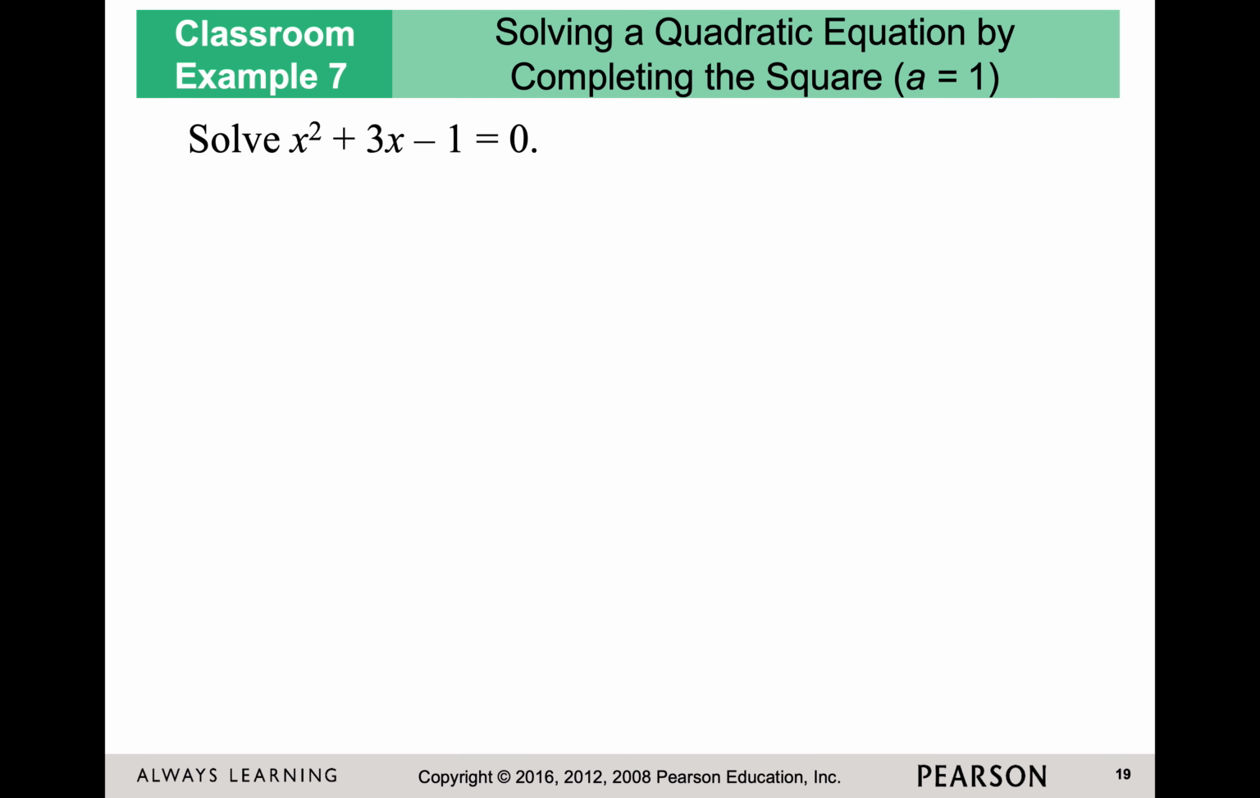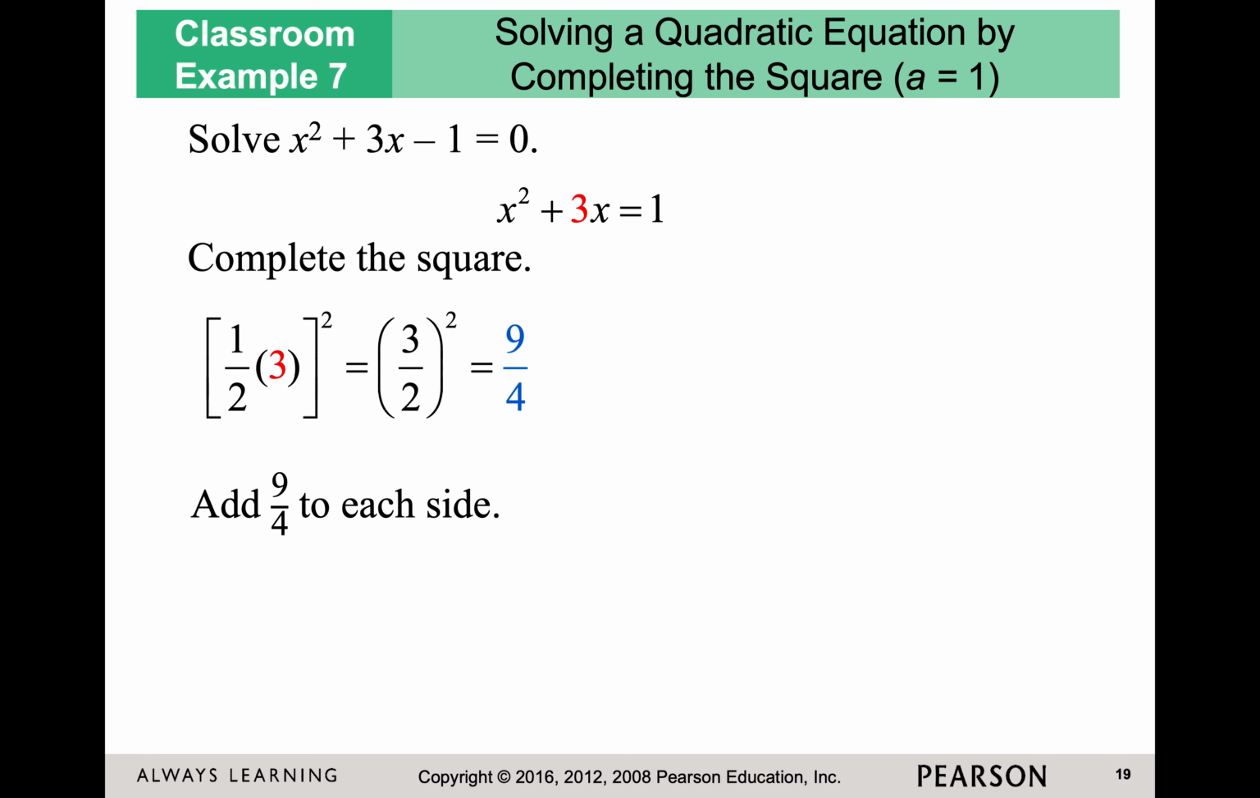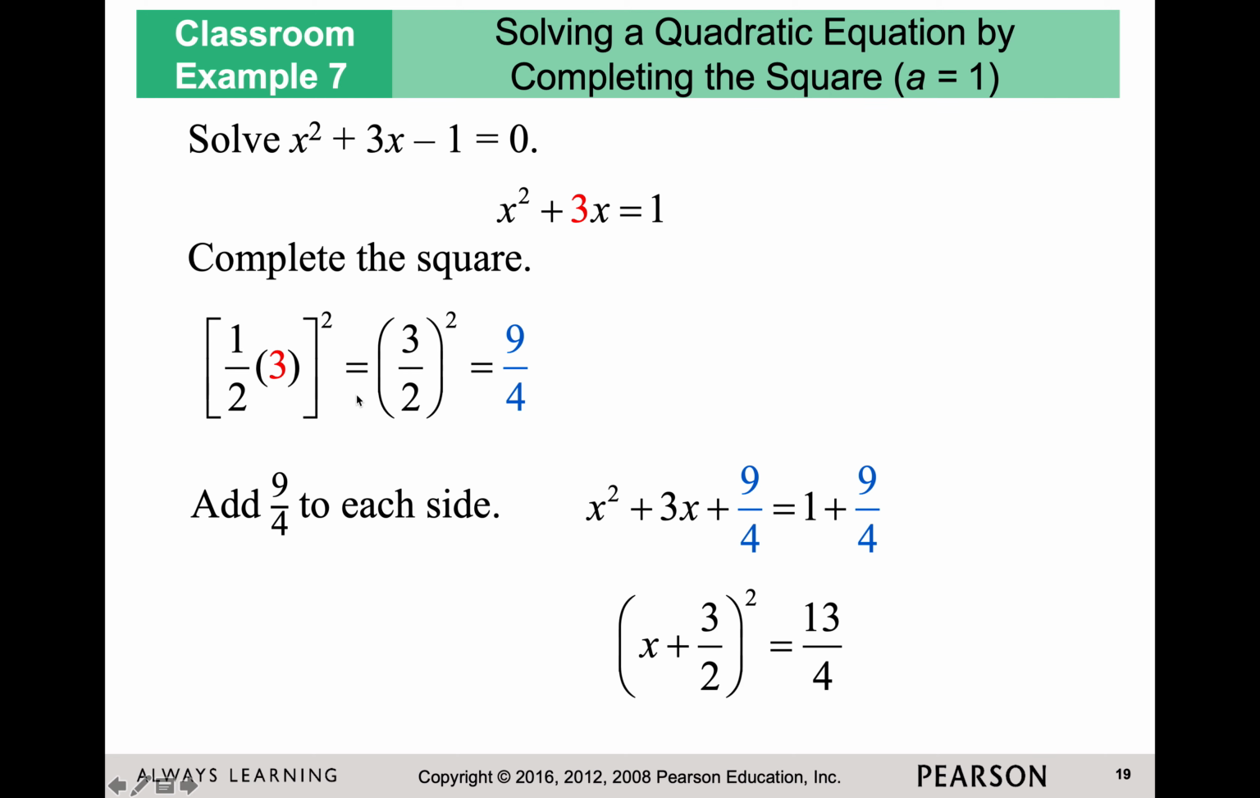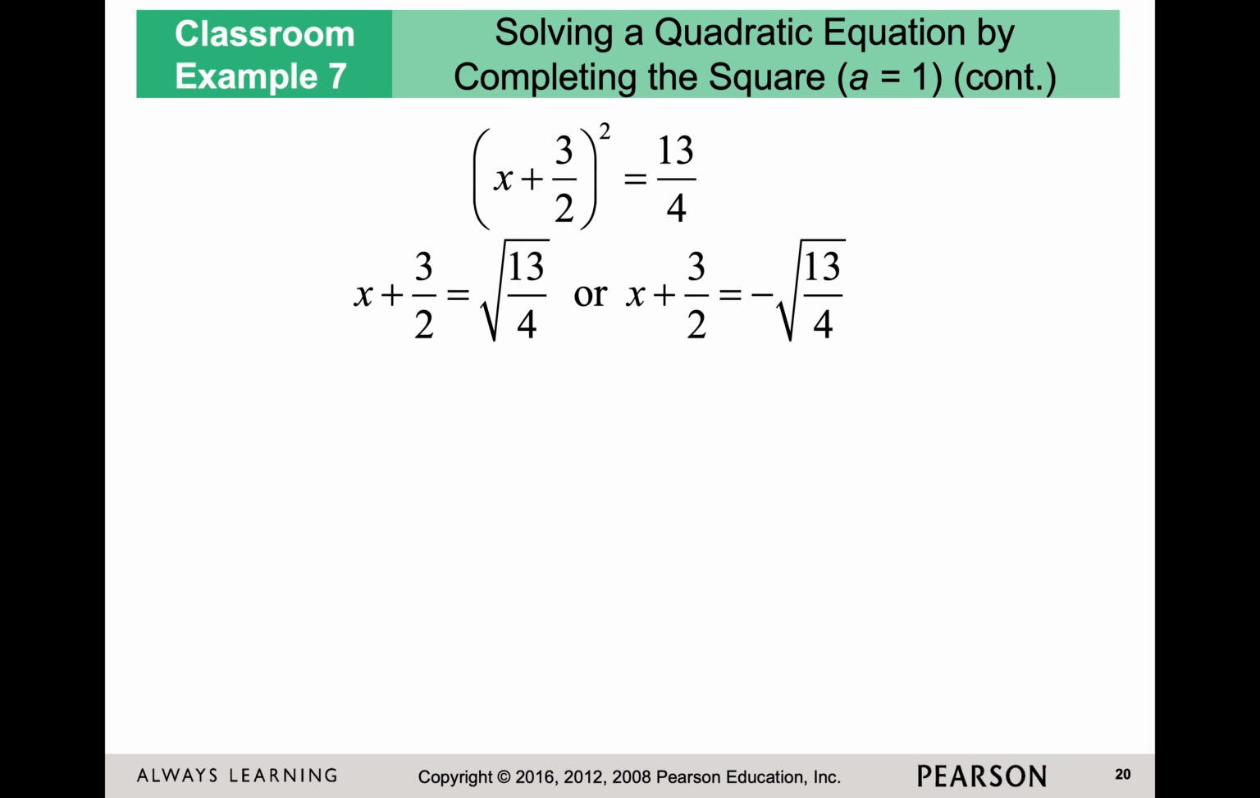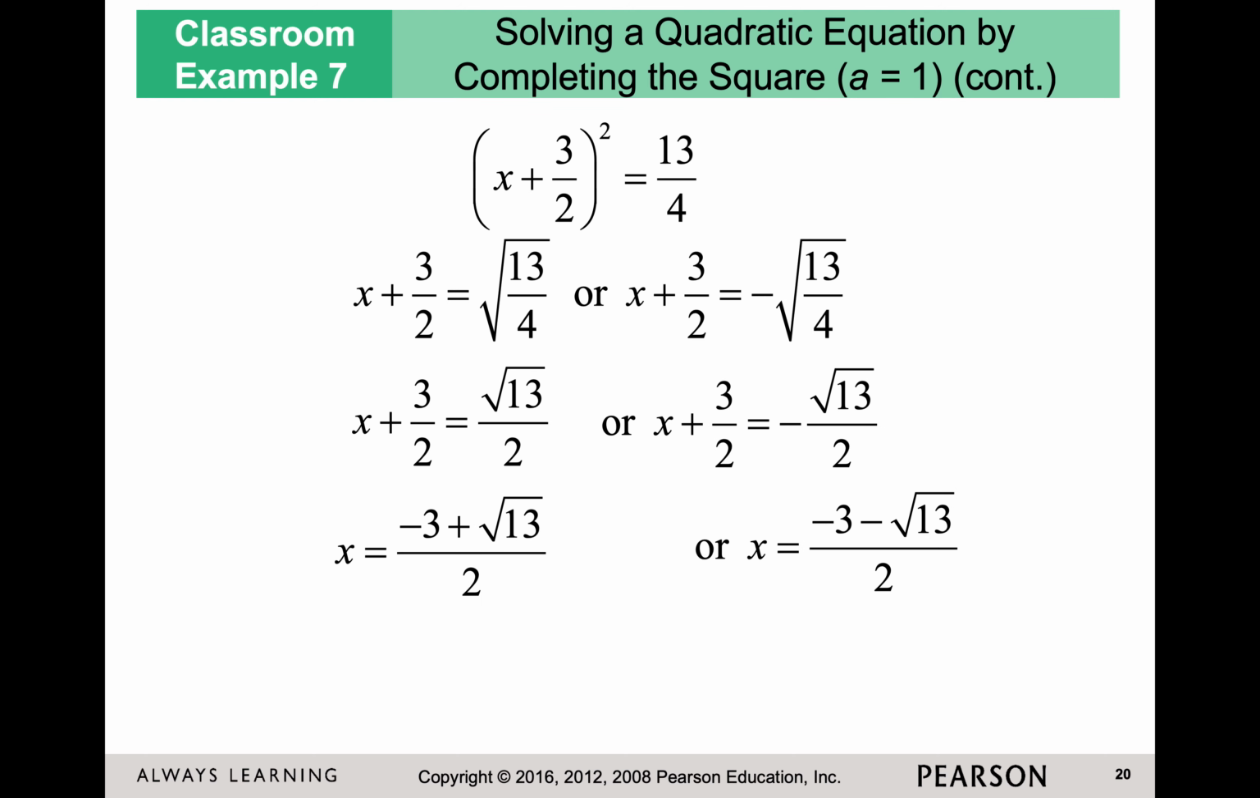So let's see how that works. Here, I have no a in front of my x squared, so I just move the 1 over. I take 3, I divide it by 2, I square it. I add that to both sides. It will always factor to what you have before you squared it. Then I take the square root of both sides. I bring the 3/2 over, and I get this complex value. I check my answers, and that's my final answer.